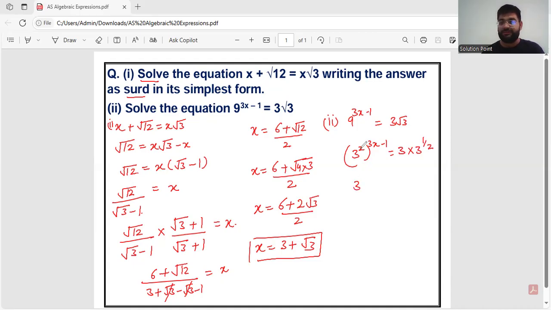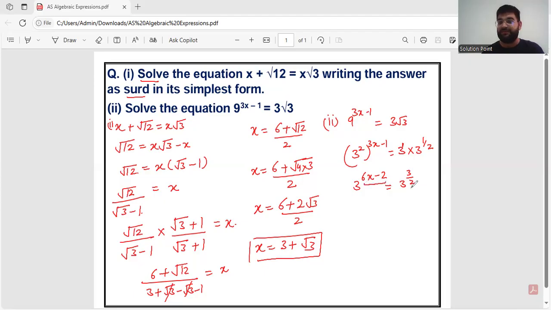If I solve this, this will be 2 times 3, which will be 6x, and 2 times 1 will be 2. On the right hand side, if we apply the law of indices, we have the same base and the terms are in product, so we can add these powers. So this will be 1 plus 1 by 2, which happens to be 3 by 2. Now on the left hand side, we have 3 to the power 6x minus 2, and on the right hand side, we have 3 to the power 3 by 2.